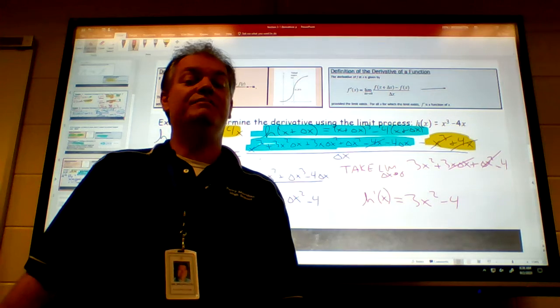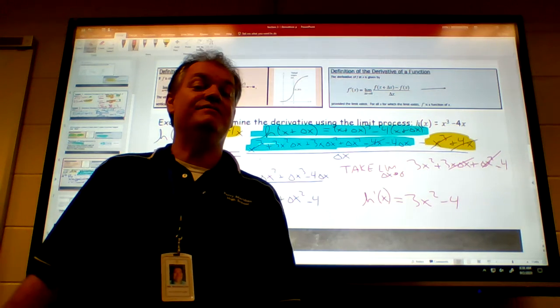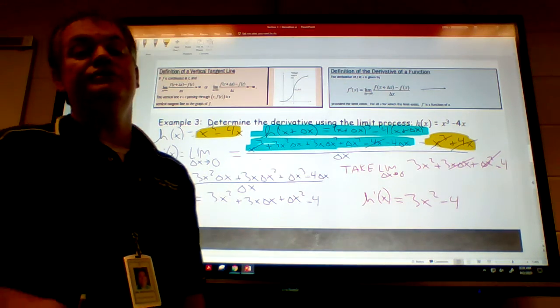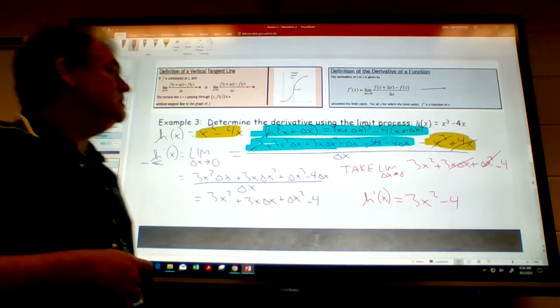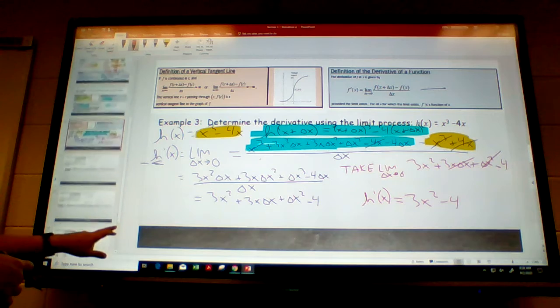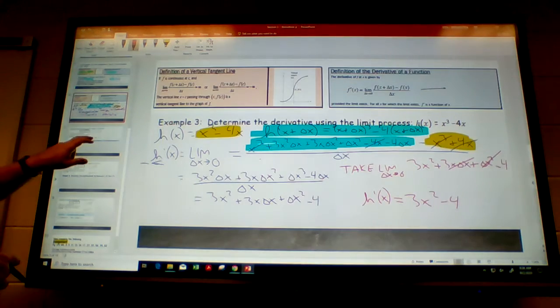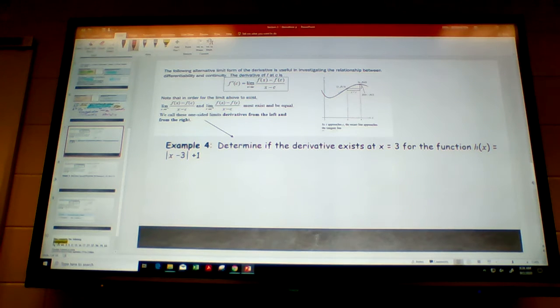In the next section, I'm going to show you a different method. I think you might like the different method a little bit better, but you have to understand the limit process before you can do the other process. Now you can review that or email me if you have any questions on it.